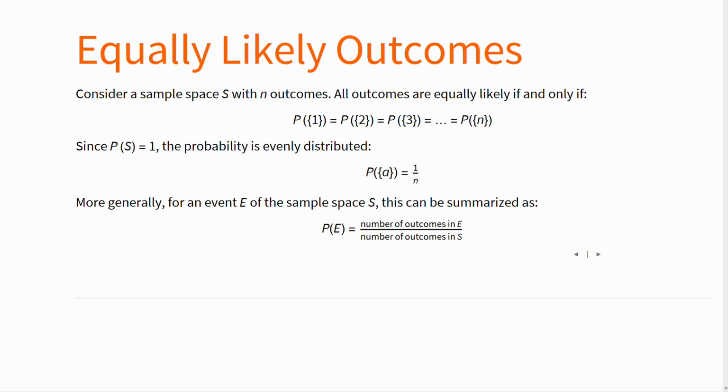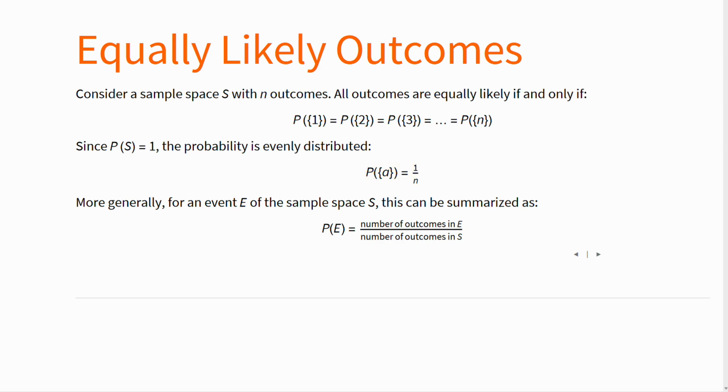The first common assumption is equally likely outcomes. For a sample space S of size n, all outcomes are equally likely if all of the outcomes have equal probability. So, each outcome should have an equal probability, and since the sample space is of size n, each of the outcomes has a probability of 1 over n.